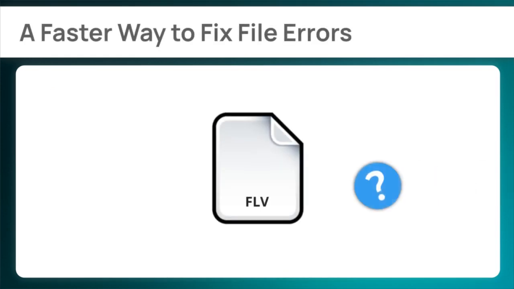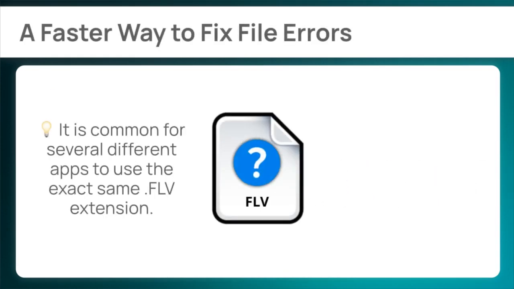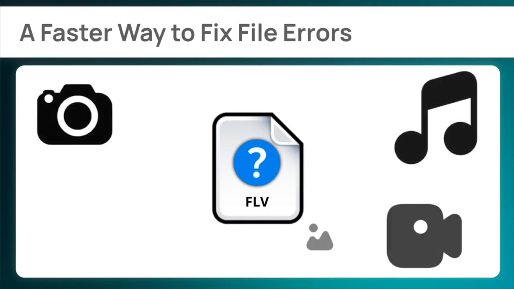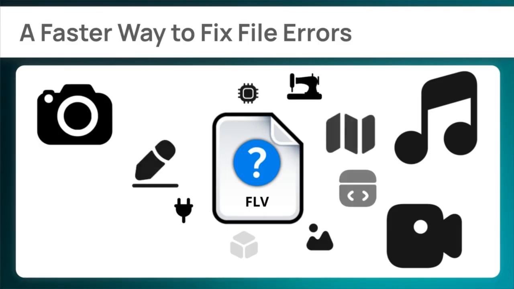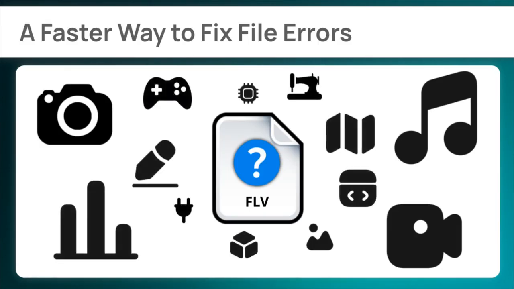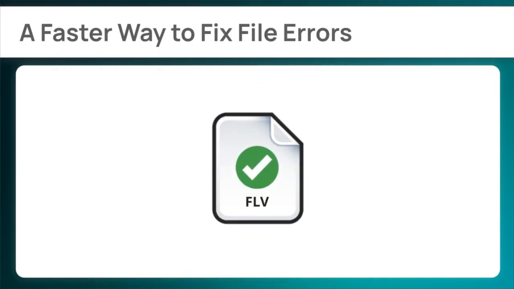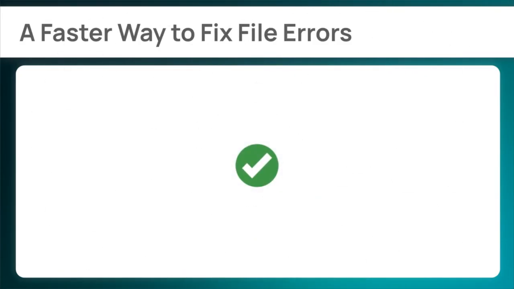When every program rejects your FLV file, it is often a victim of naming overlap where multiple proprietary formats share the same extension. To help resolve this, you might consider a tool with autonomous file reading capability that is designed to look past the extension name and inspect the internal data structure directly.